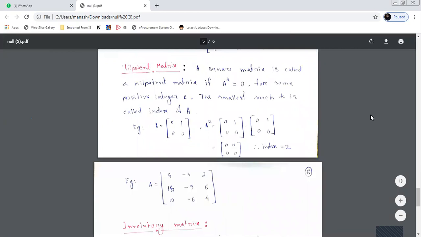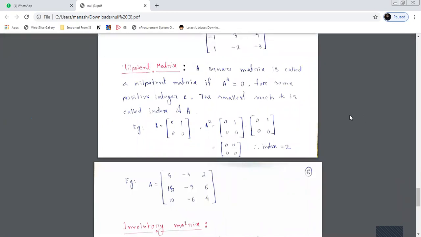Nilpotent matrix. So a square matrix is called a nilpotent matrix if A to the power k equals 0 for some positive integer k. The smallest such k is called the index of A. So I give one example. Suppose this is a matrix A. If you square this one, then A square is equal to 0. So that means the index of this matrix is 2.